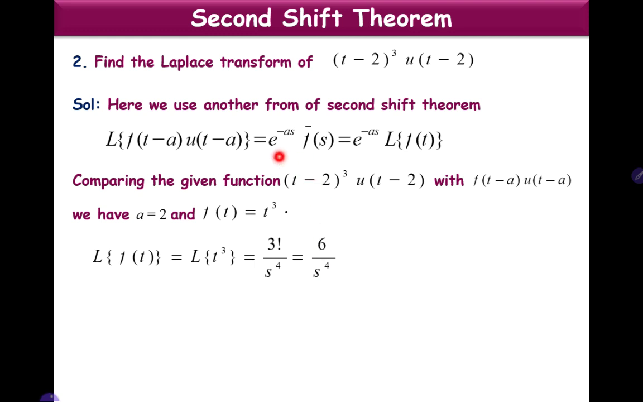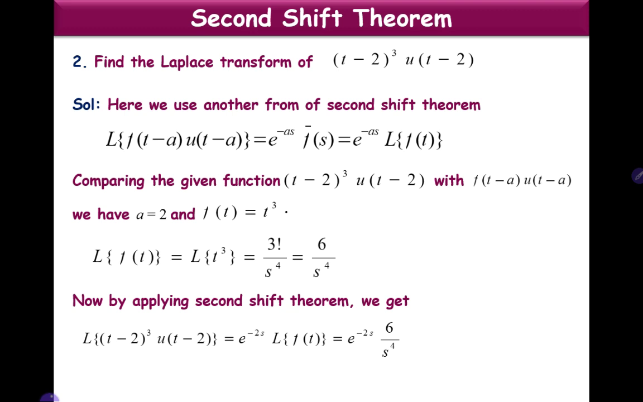So now according to the second shift property, L of t minus 2 whole cube into u of t minus 2 is equal to e power minus as. A is 2 here, therefore e power minus 2s into L of f of t, and L of f of t is 6 by s power 4. Therefore this is 6 times e power minus 2s by s power 4.